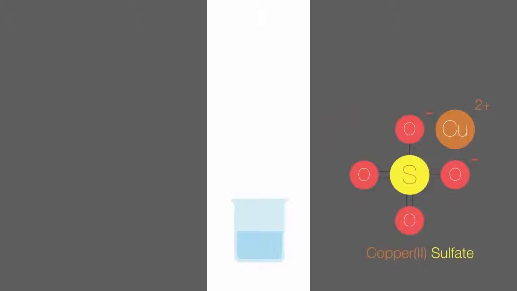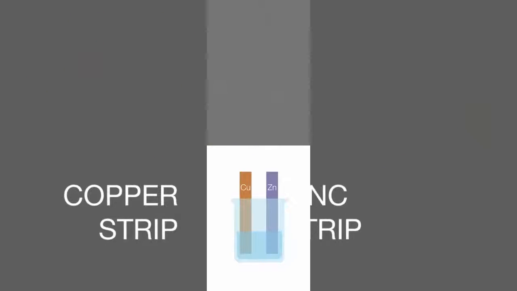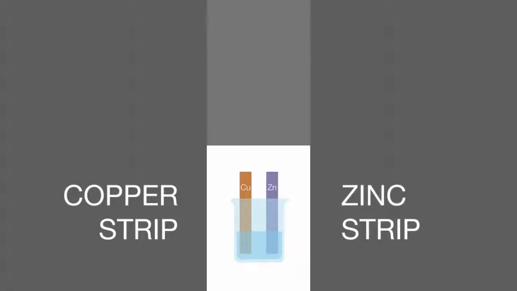We can dissolve copper(II) sulfate in water in a beaker. Add a few drops of sulfuric acid. Place a strip of copper and a strip of zinc into the solution. These will act as electrodes.